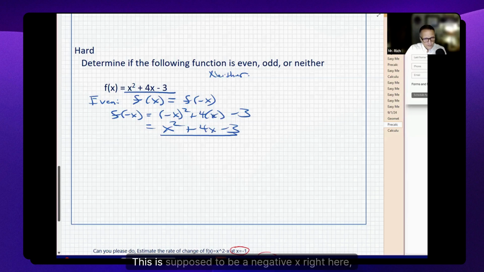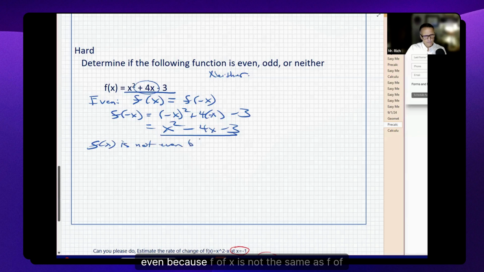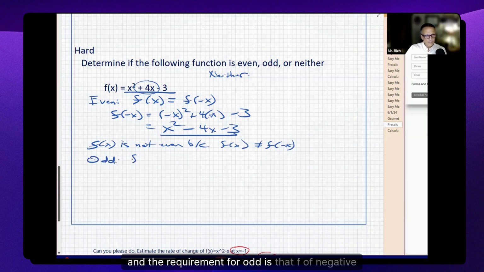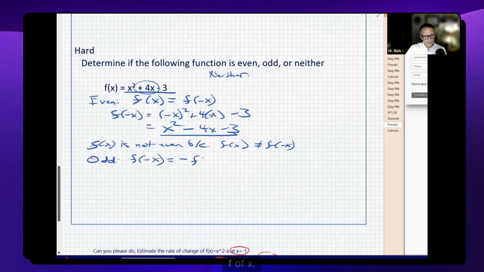And I'm sorry, this is supposed to be a -x right here. 4 times -x, which makes that -4x. So the difference is that the original function was a plus 4x, but the f of -x has a -4x. So I can come to this result and say f of x is not even because f of x is not the same as f of -x. But now I can check for odd. And the requirement for odd is that f of -x is supposed to be negative f of x. Well, for this check, I've already done.